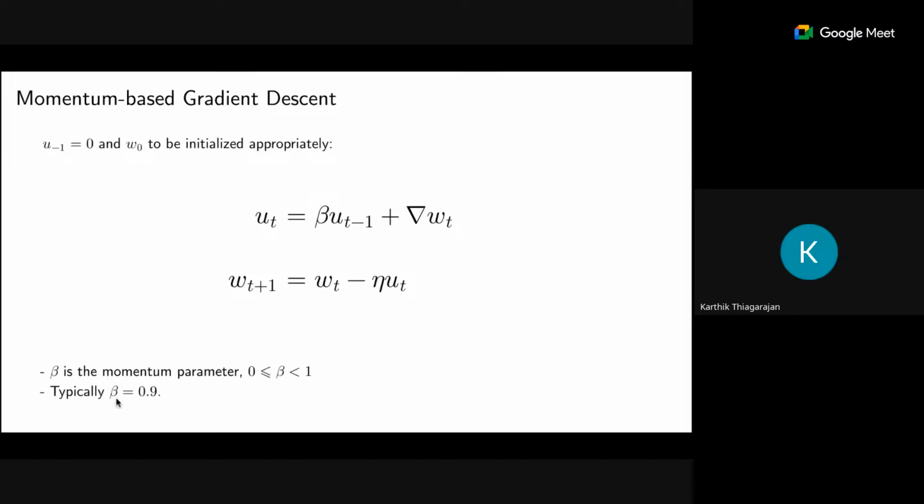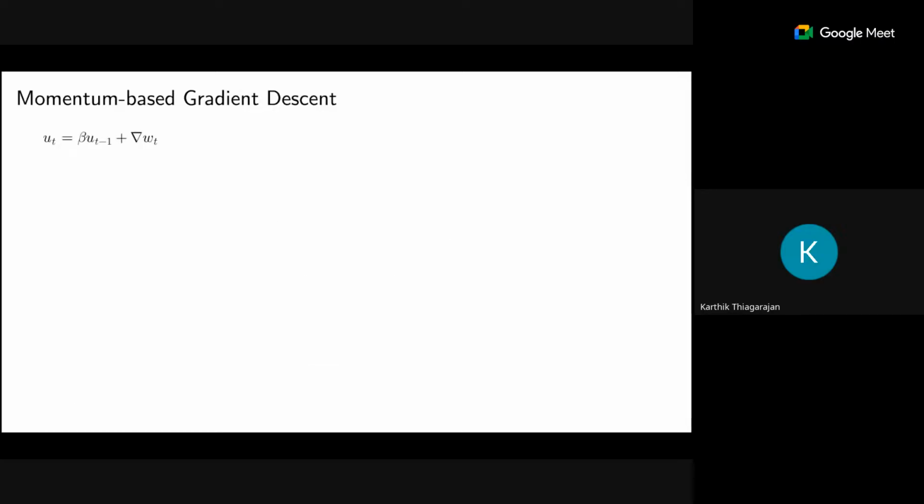Okay, and usually beta is set to some value like 0.9. So again, there is no theoretical justification for these things. Okay, you try it out and see that beta equal to 0.9 works. So a lot of optimization in deep learning is engineering.